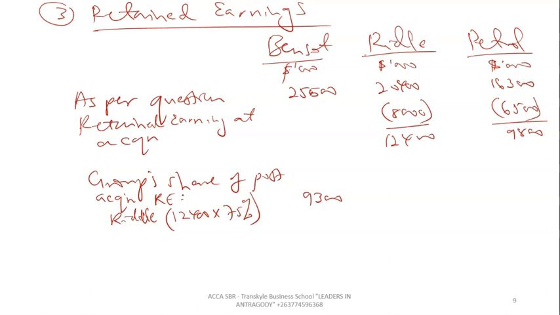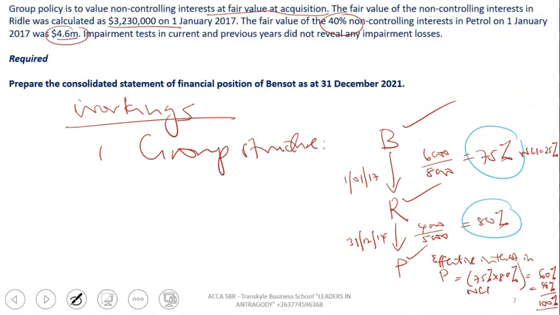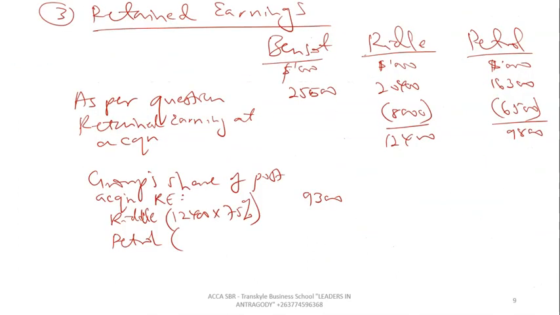And then in Petro, the effective control is 60% according to our computation in the group structure. We saw that the effective interest in Petro was 60%. So we're going to say this 9.8 million multiplied by 60%, and for the group we are going to get 5,880.